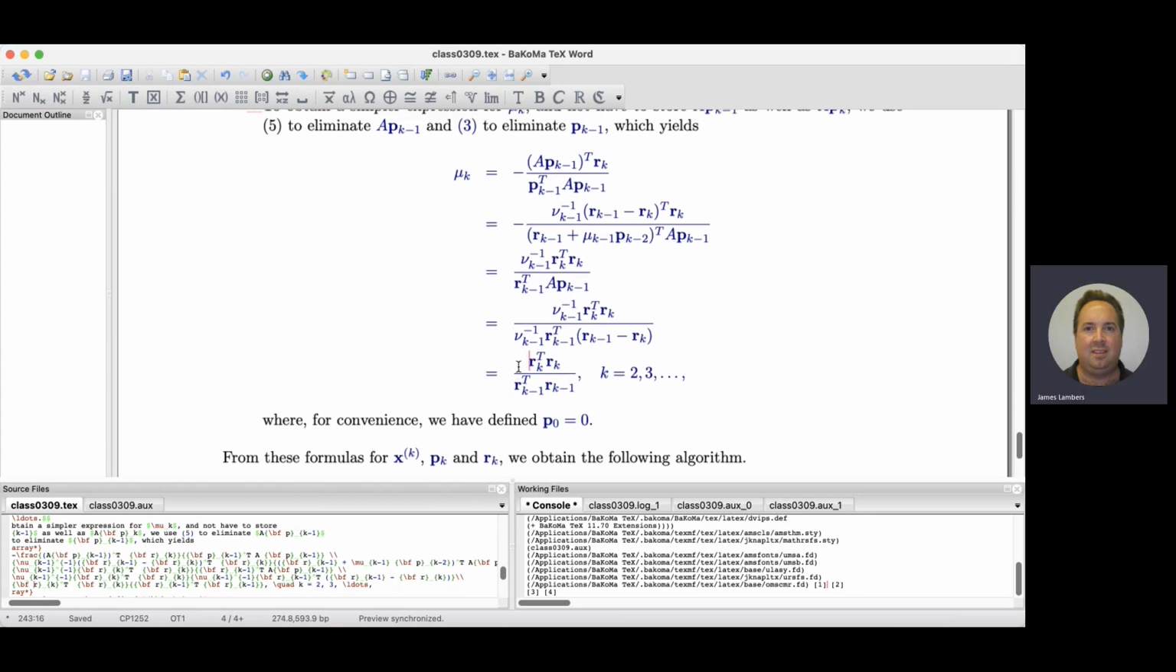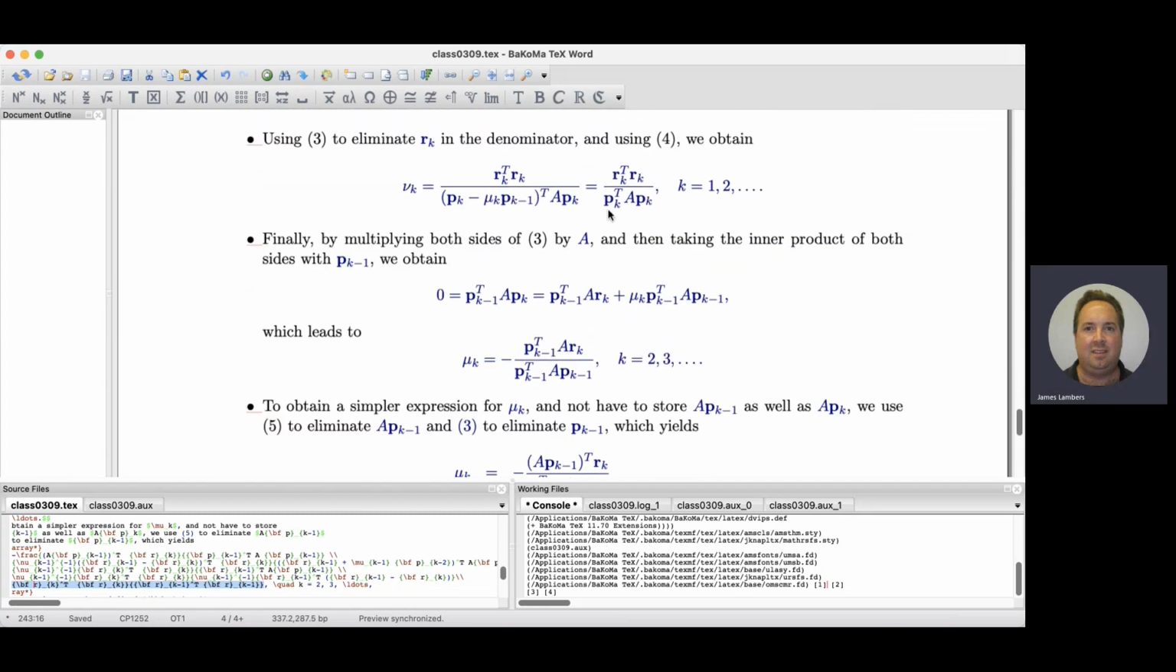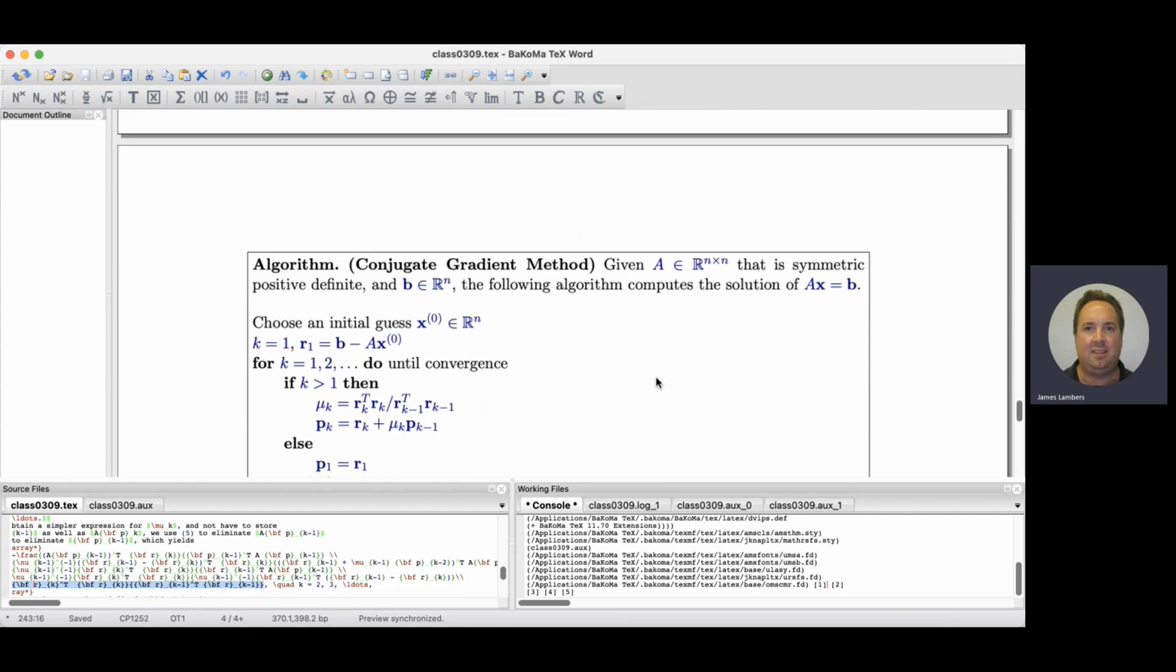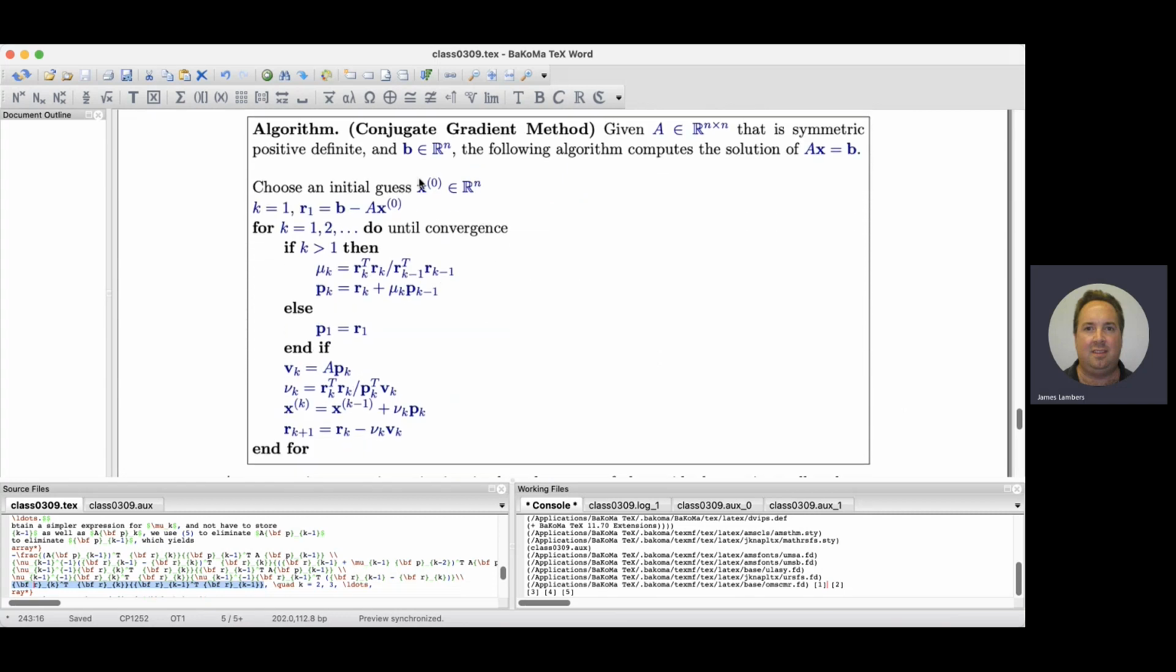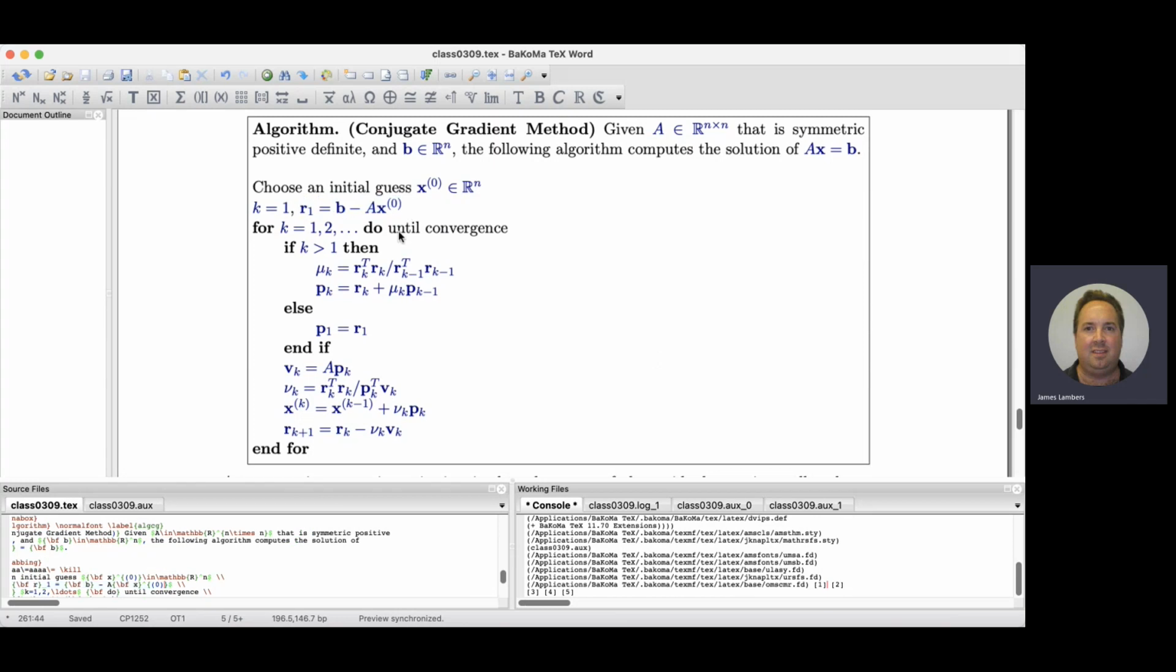So now that I have this formula that's as simple as I can get for mu k, and I have this formula for nu k, I could put everything together, and I have the conjugate gradient algorithm right here. So I choose my initial guess, I form my first residual, and then for the first time around, my search direction is just my first residual. I compute this matrix vector product for convenience because I need it in more than one place. I compute my nu k using the last formula that I arrived at for that. Now that I have nu k, I can compute my new iterate and also my new residual.